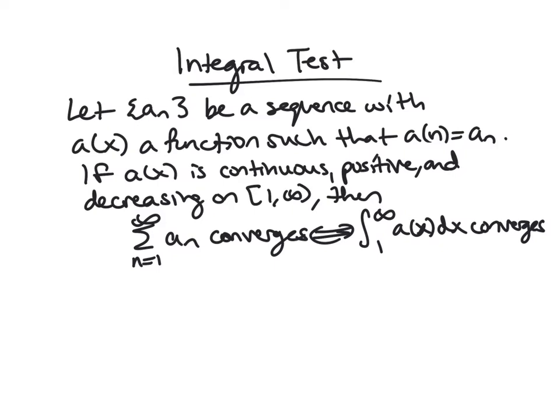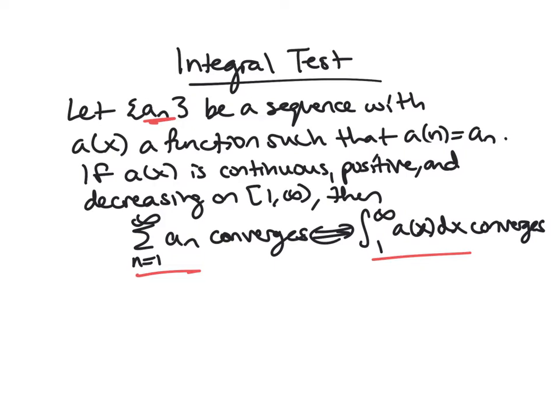In this case, we're going to have the summands be an, and we will have a of x describe the function such that when you plug in integer points, you get exactly the terms of this sequence. If a of x is a continuous, positive, and decreasing function on the interval from 1 to infinity, then basically what we're saying is the series and the improper integral here will do the same thing in terms of convergence or divergence. If one converges, the other does. If one diverges, the other one does as well.